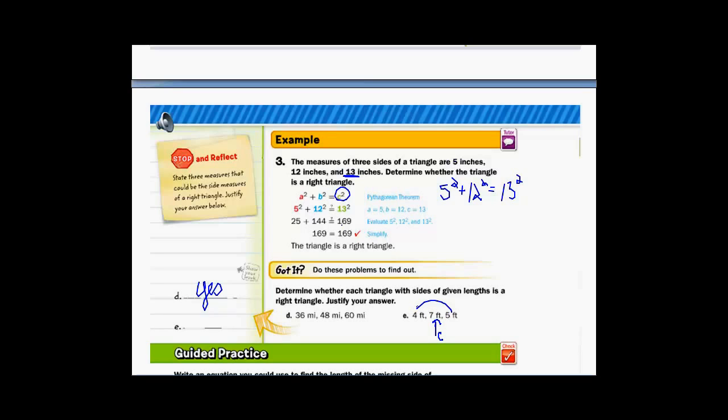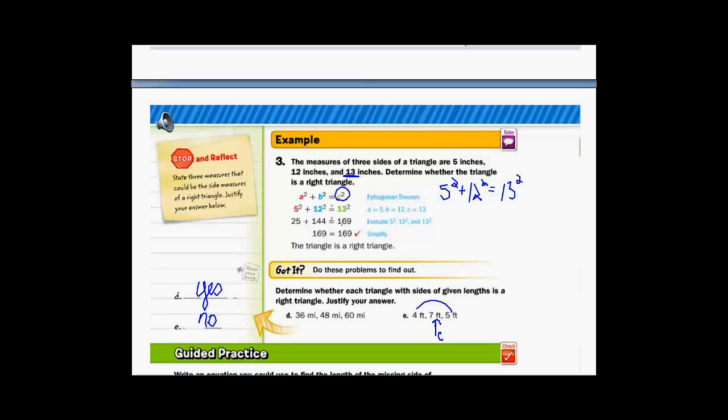So 4 squared plus 5 squared, so 16 plus 25. Is that the same thing as 7 squared, which is 49? No. So that answer is no. So again, just because it talks about the converse of the Pythagorean theorem and you think it's all technical and crazy, it's really not. It's just saying, does it fit the criteria? Does it make it true when you use the Pythagorean theorem?